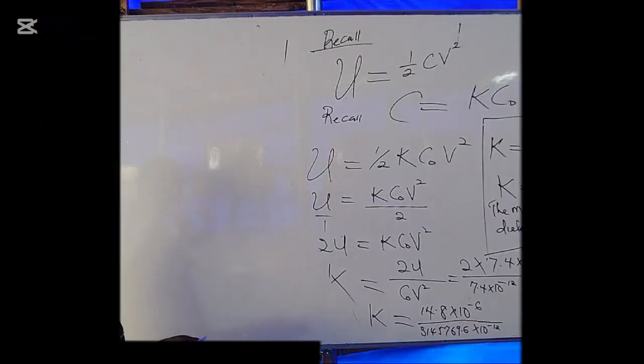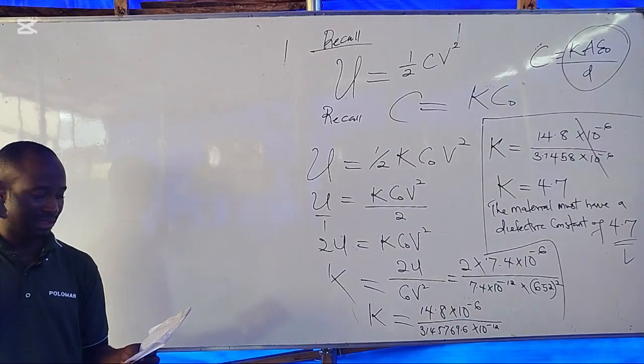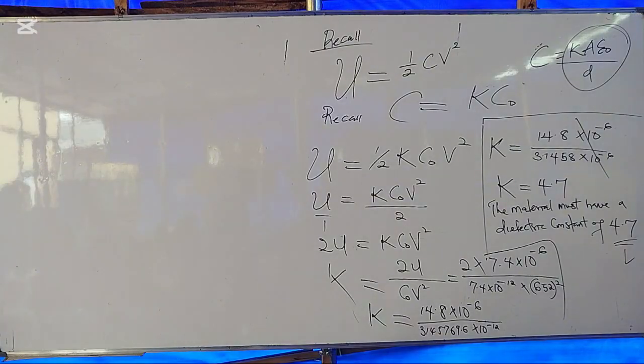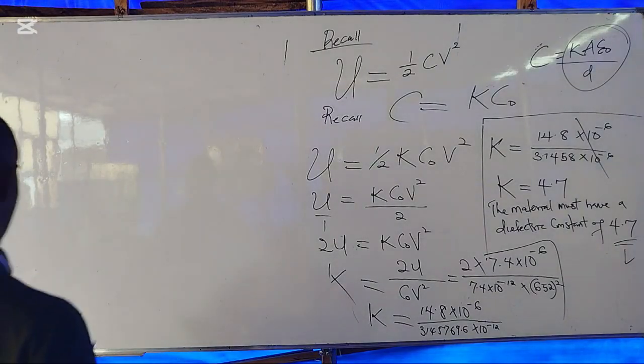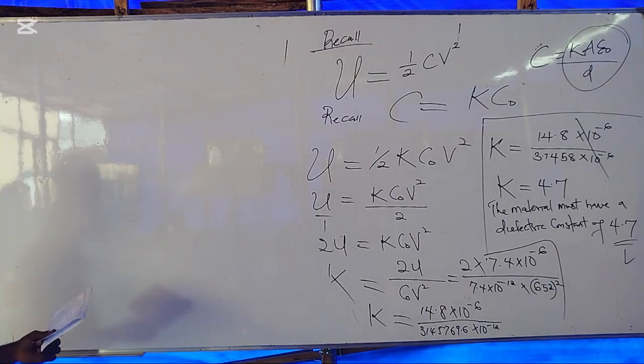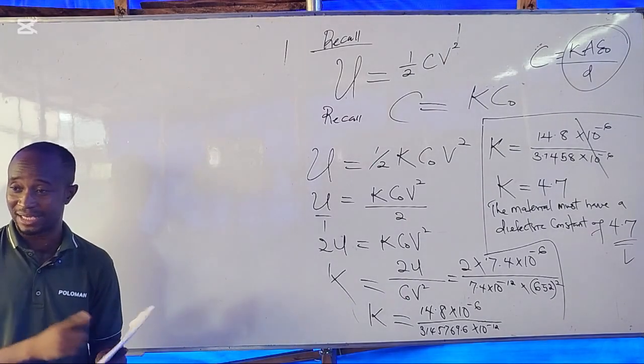The last one, number 11. We have seen number 12 already, right? For number 12, we have seen the factors that must be considered to have large capacitance. Number 11 says a parallel plate capacitor has plates. Please take note of this question. If it's the only one you can get today, just get it.